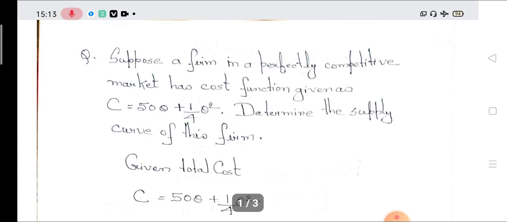In this video I will discuss derivation of the supply curve of a firm given the total cost function. And you can see the question is here. Suppose a firm in a perfectly competitive market has a cost function given as C equal to 50q plus 1/4 q squared. Determine the supply curve of this firm. In this video we will learn how to derive the supply curve of a firm with the given total cost function.